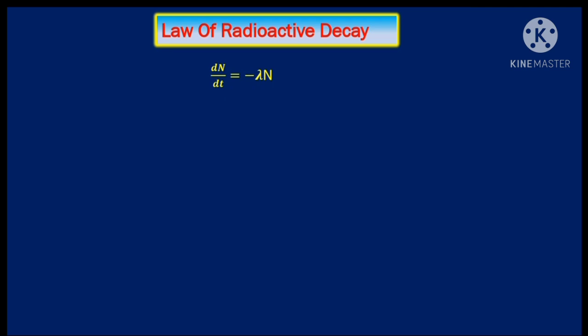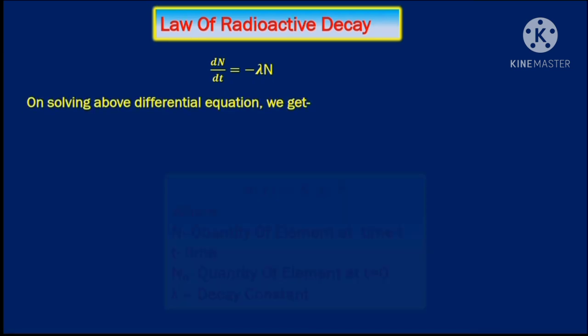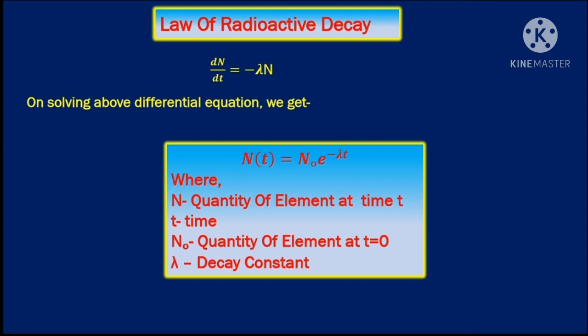So since the quantity of the element is changing with respect to time, we can use differential equations to express this law. And friends, please note the negative sign indicates that the quantity of the element is actually decreasing as time progresses. On solving this differential equation, we will get the relation between the quantity of the element and time t. So you can find out how much quantity of the element is remaining at any given point of time.